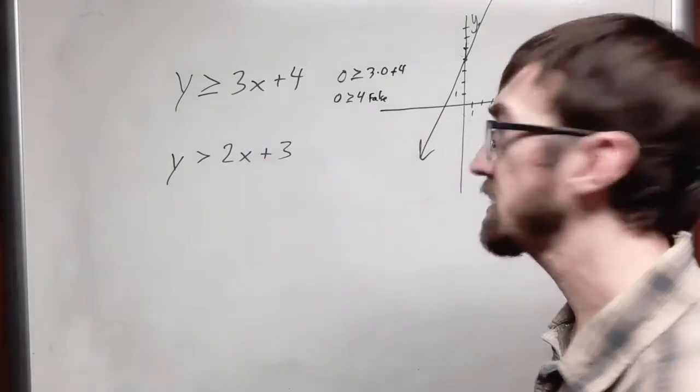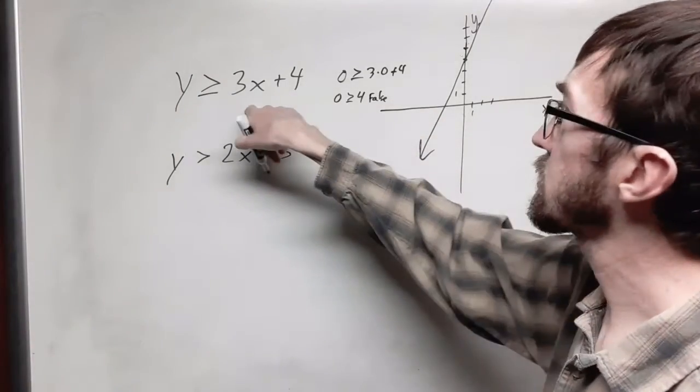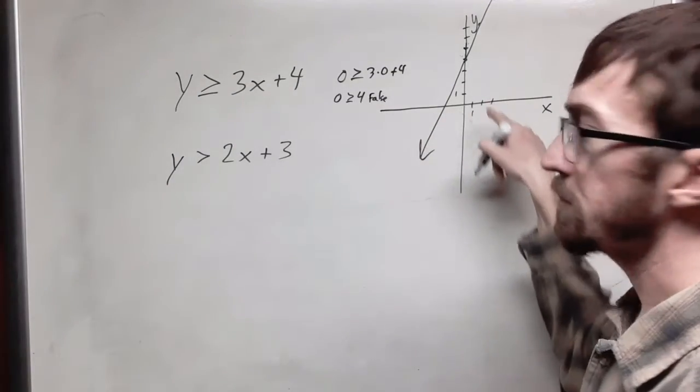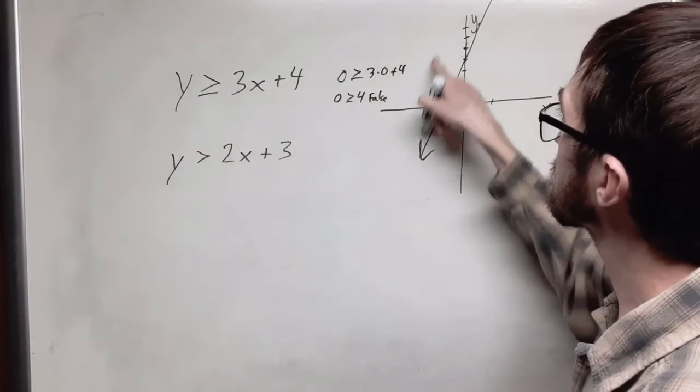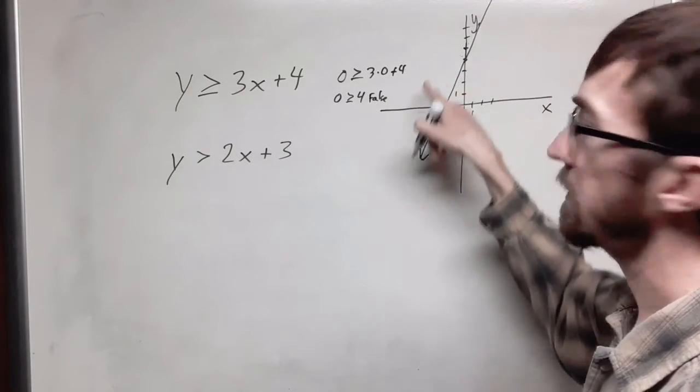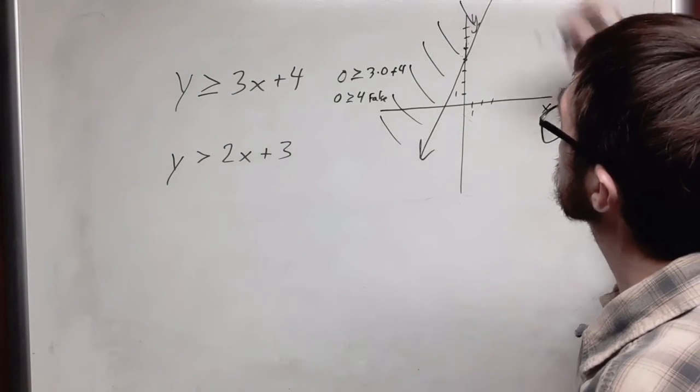Since this is false, that means that the point at the origin is not giving us true values here. All of its neighbors will give us false values as well. And so the true region must be on the left-hand side here. So this is the region that we would shade for this line.